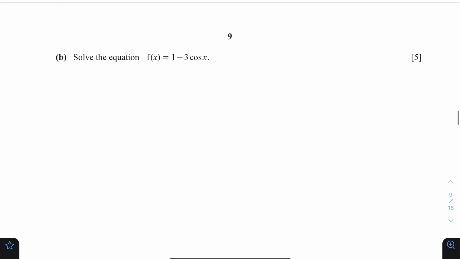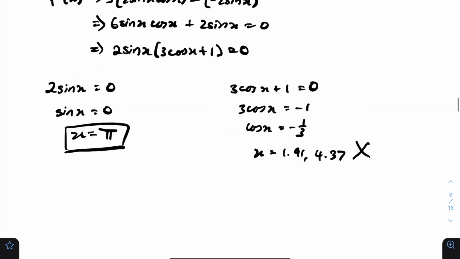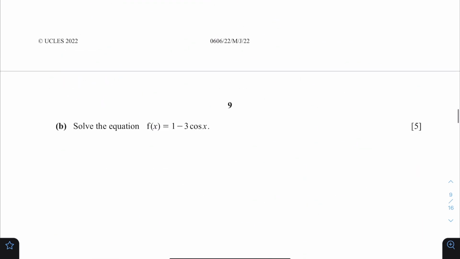All right, so part B, solve the equation f of x equals 1 minus 3 cos x. So f of x, we know, is 3 sine squared x minus 2 cos x. So 3 sine squared x minus 2 cos x is now equal to 1 minus 3 cos x.